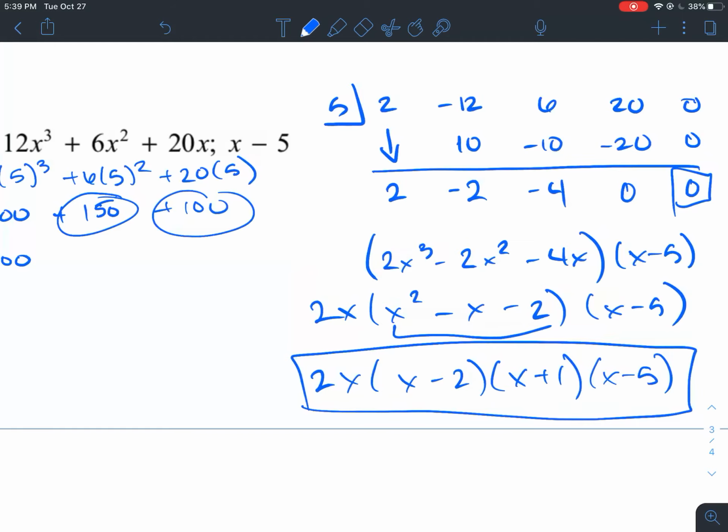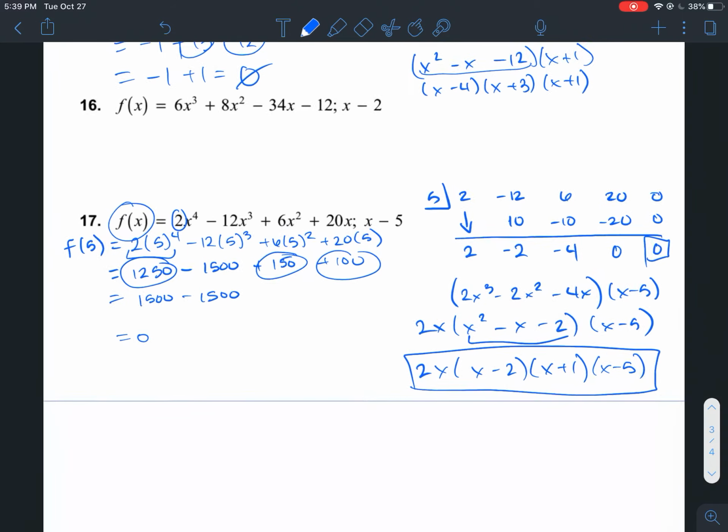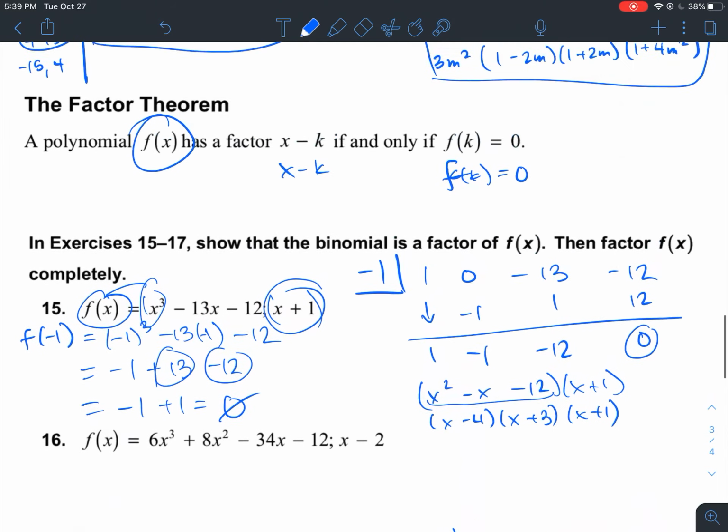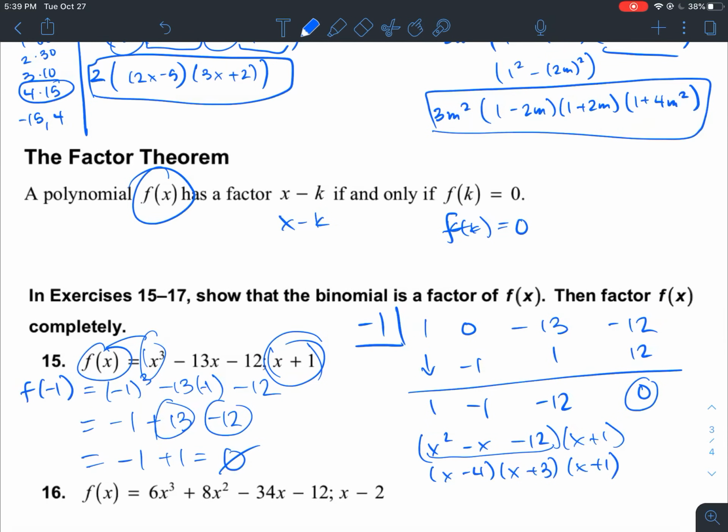So factoring, a lot of this is a lot more advanced techniques and trying to understand and see patterns and everything, and then using the factor theorem is also really helpful. So I know this is a long video, hopefully it was beneficial, and if you have any questions, come see me in class or just email me.